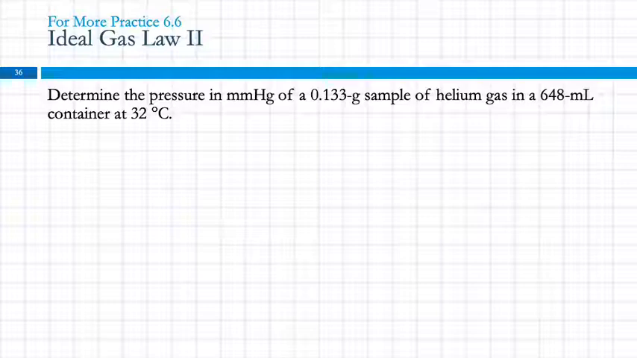Determine the pressure in millimeters of mercury of a 0.133 gram sample of helium gas in a 648 milliliter container at 32 degrees Celsius. Yeah, things are escalating fast here. So there must be a relationship between grams and moles.